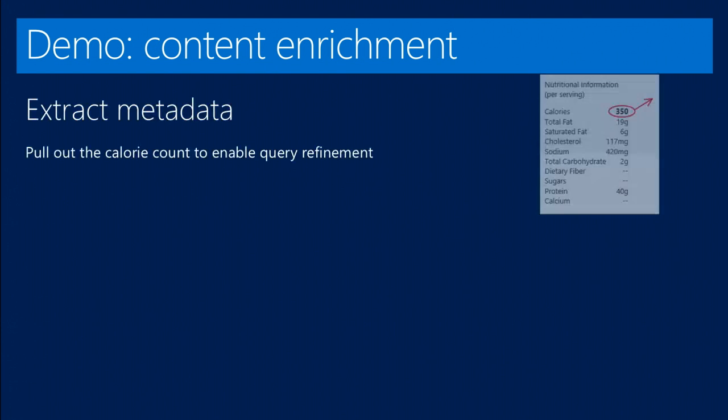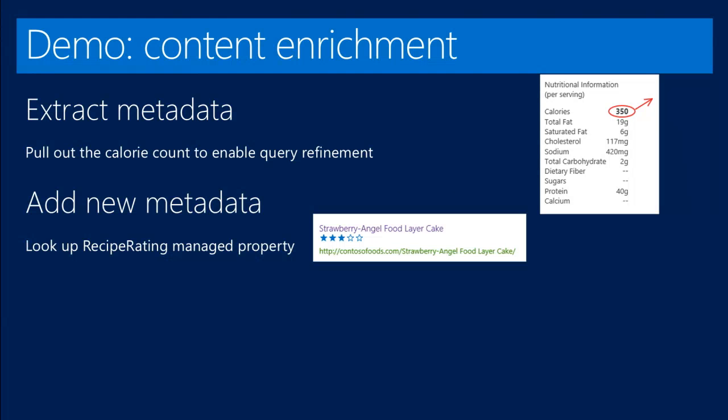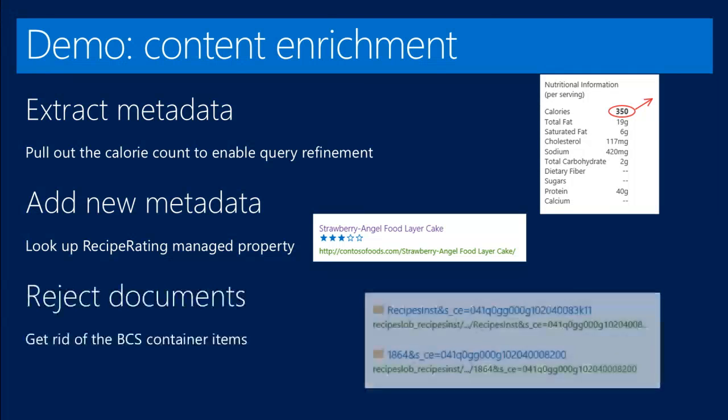So as I mentioned before, we have some HTML code coming in our incoming documents, and we're going to just pull out the calorie information. We're going to make a call-out to find out the rating for each document based on the URL. And then the last thing we're going to do is show you how to reject documents. This is a new capability in 2013 that wasn't available in 2010, where you can actually send an error back from this call-out, and then the crawler won't send it to the indexer. And this can be very useful to reject certain documents.